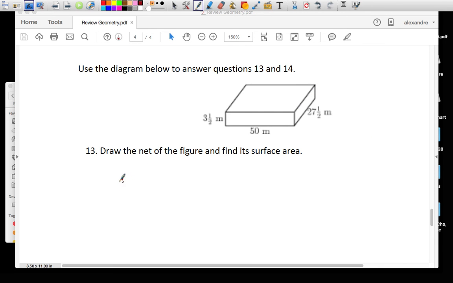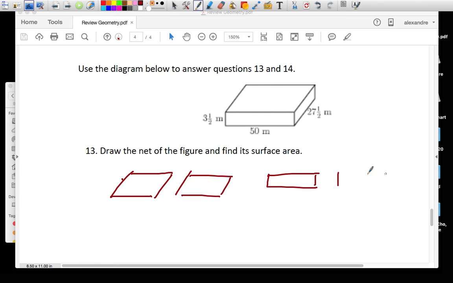So we're gonna have something like this. You can do, okay, top, bottom, front, back, then your left side, and your right side. Okay, I am not going to do this. I'm just going to give you the dimensions.